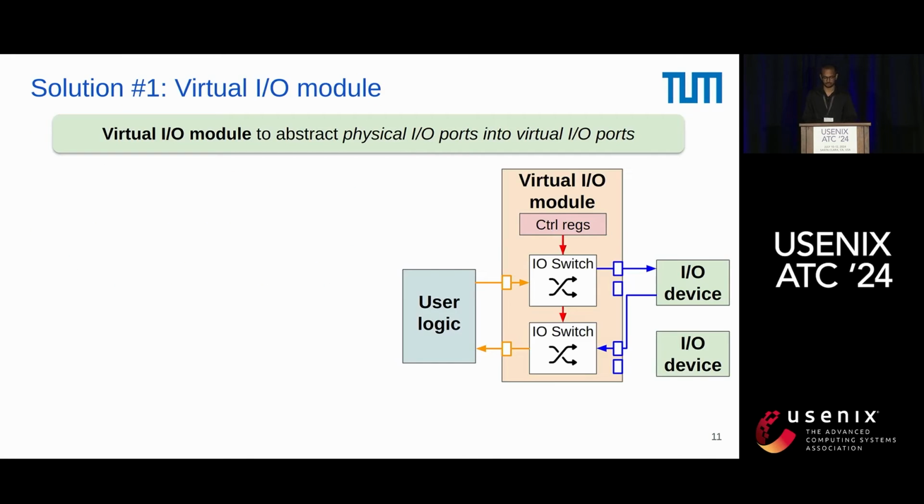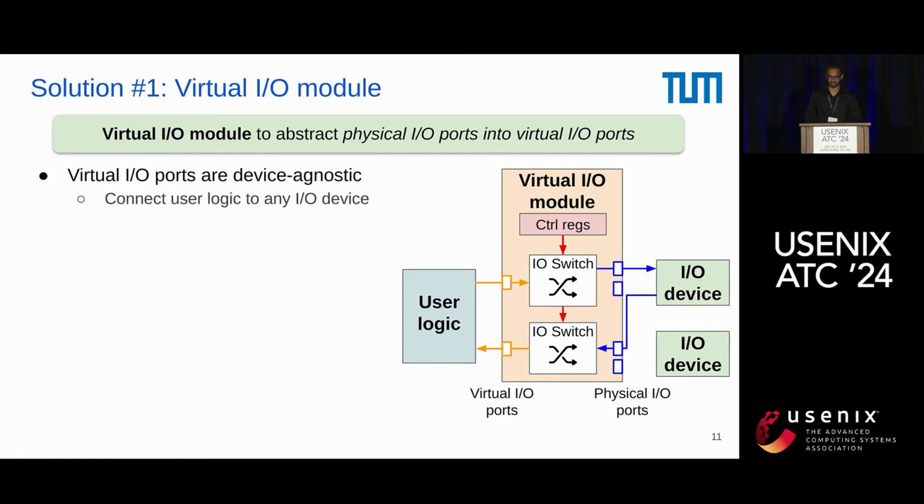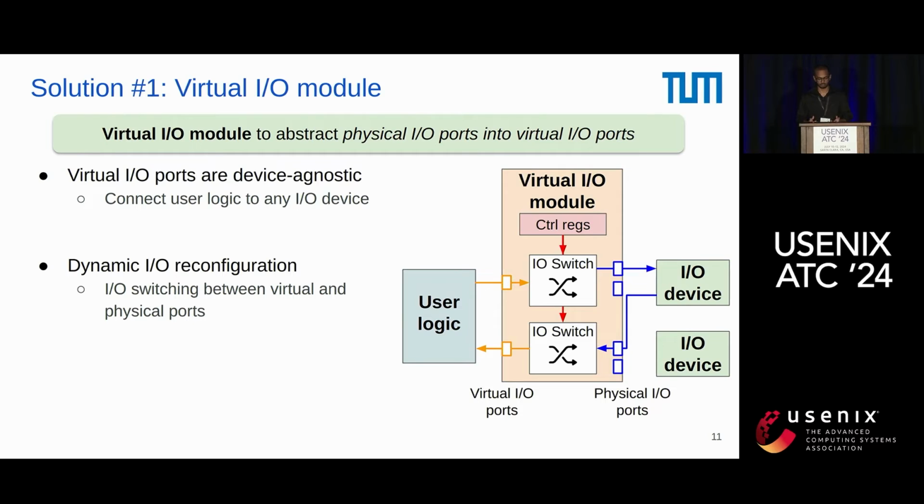So to overcome this challenge, we have designed the virtual I/O module, that enables device-agnostic I/O accesses by abstracting the physical I/O ports into virtual I/O ports. On the user logic side, the virtual I/O module exposes virtual I/O ports, and the user logic issues I/O requests through the virtual I/O ports. And additionally, the virtual I/O module enables the user logic to switch to another I/O device at runtime through the I/O switching mechanism that is provided within the module itself.